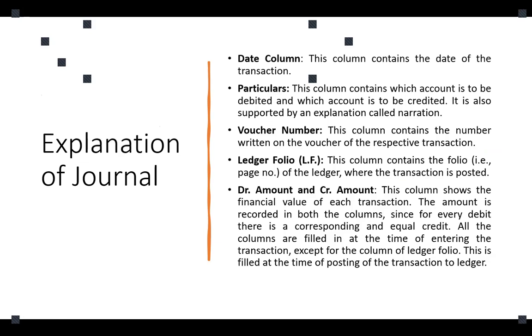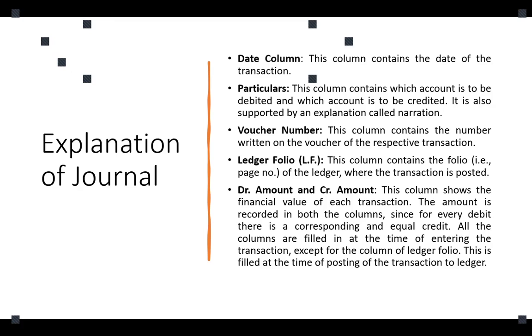Regarding the explanation of the format, what does the date column contain? This column contains the date of the transaction. It is a very simple way to understand it. Particulars: these columns contain the information on which account is to be debited and which account is to be credited. It is supported by the explanation called narration. Voucher number: this column contains the number written on the voucher of the respective transaction. Ledger folio is the column that contains the folio, that is the page number of the ledger where the transaction is posted.